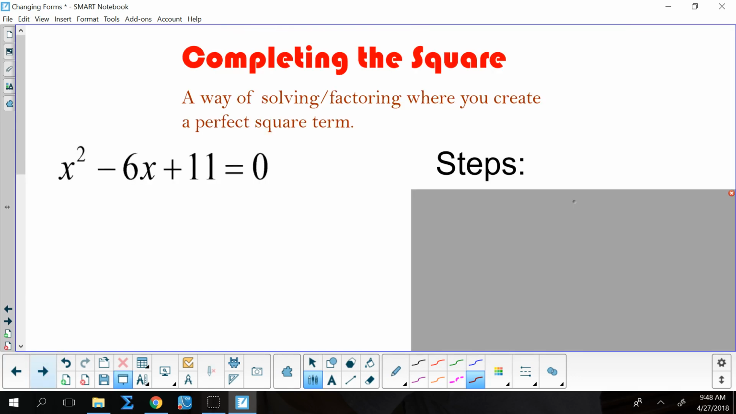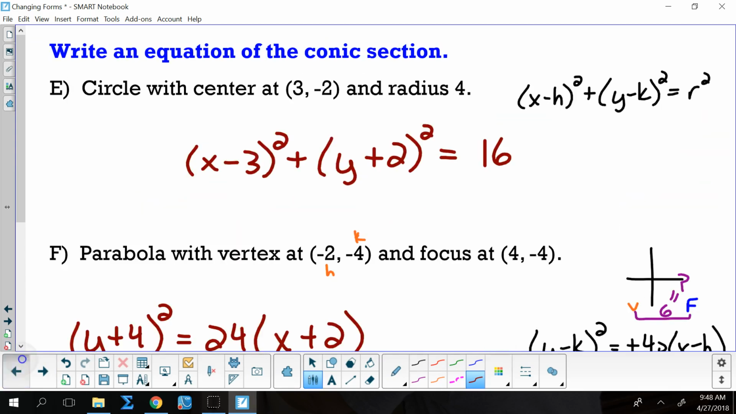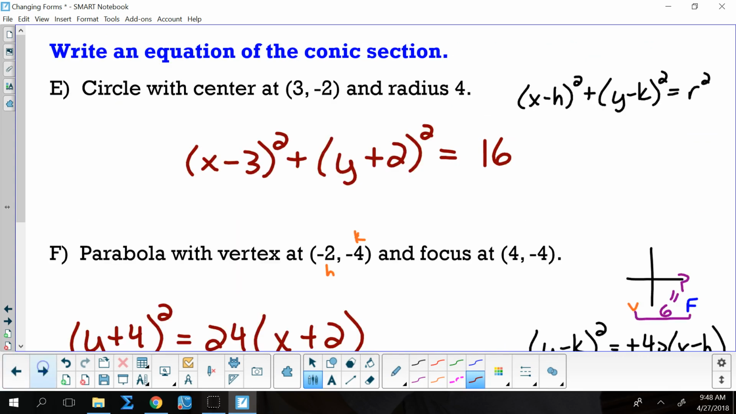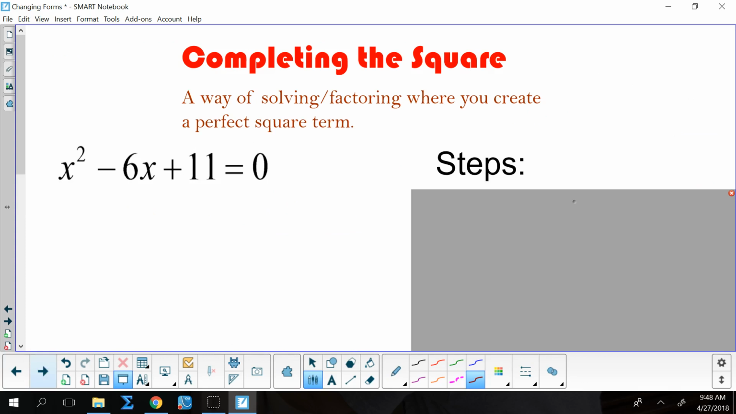In order to take these kinds of equations right here and make them into standard form, we have to think back to completing the square. You all learned completing the square at some point in Algebra 2. Okay? It's a way to solve or factor something where we create a perfect squared term.